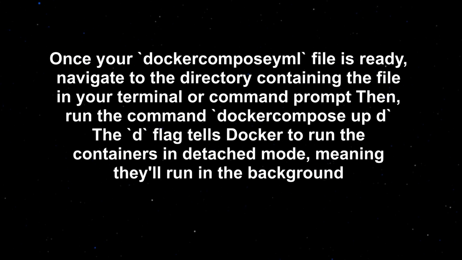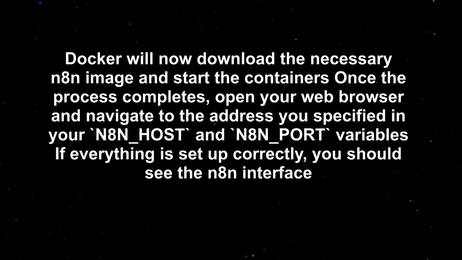Once your Docker Compose file is ready, navigate to the directory containing the file in your terminal or command prompt. Then run the command docker compose up -d. The -d flag tells Docker to run the containers in detached mode, meaning they'll run in the background. Docker will now download the necessary n8n image and start the containers.